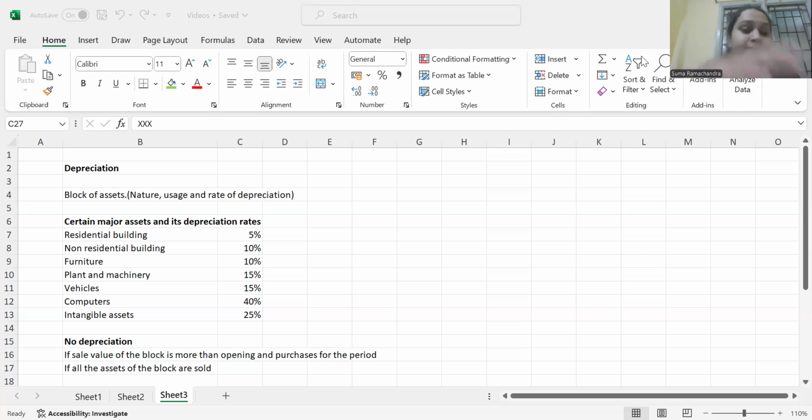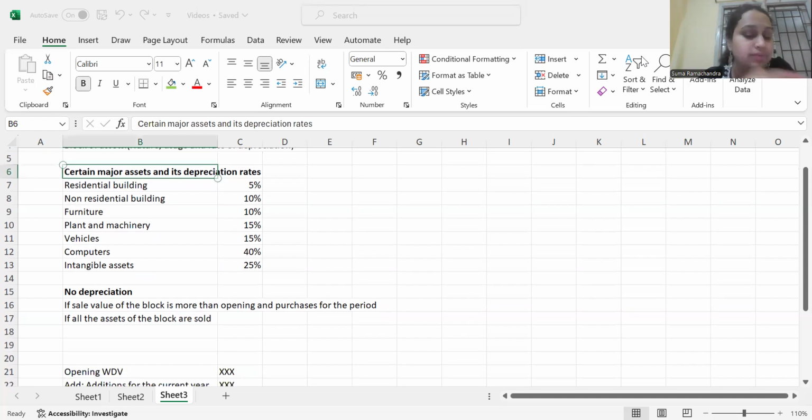After that, there are certain major assets that I've given here for which the depreciation rates are also given. It's better if you can remember at least these items. The first one is residential building, which has a 5% rate. Non-residential building will always have a 10% rate. Furniture is 10%, plant and machinery is 15%, vehicle is 15%, computers will have 40%, and intangible assets will always have 25%.